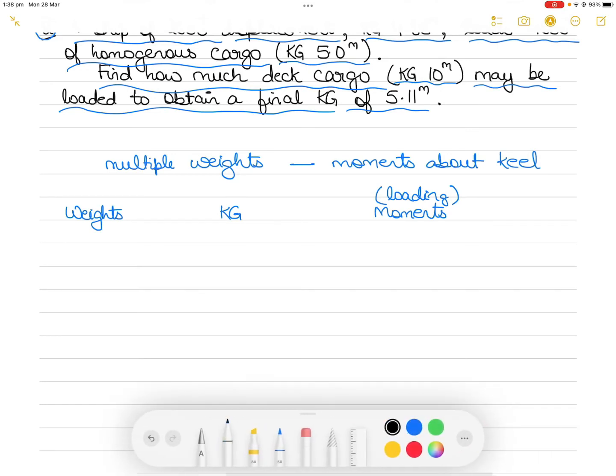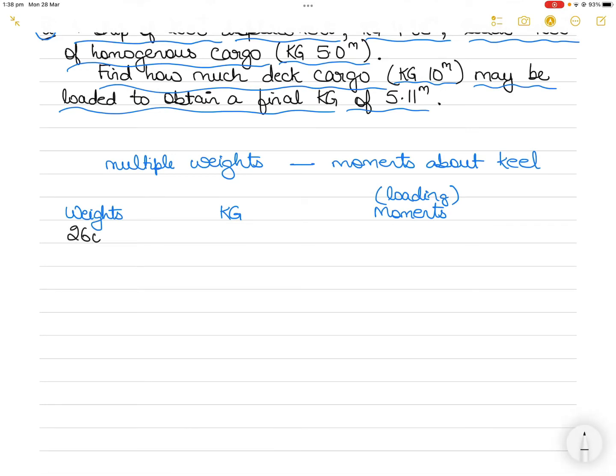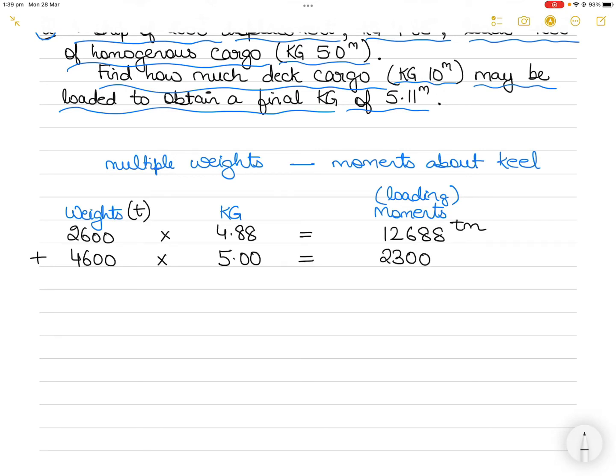The first weight that you will put up here is your ship's displacement, 2,600 tons. Remember, all weights are in tons, and we will multiply it with the ship's KG to begin with, 4.88, and we'll get the first moment as 12,688 ton meters. The next weight, which is again a loading operation, is 4,600 tons. You multiply it with the KG at which it is placed, that is 5 meters, and you get your next moment, that is 23,000 ton meters.